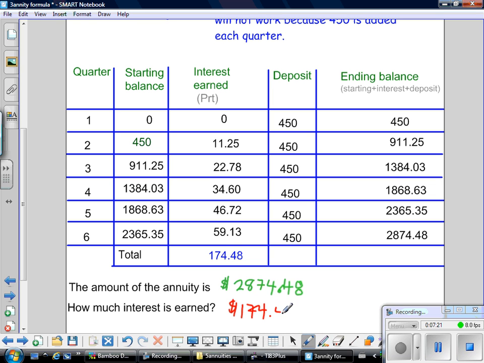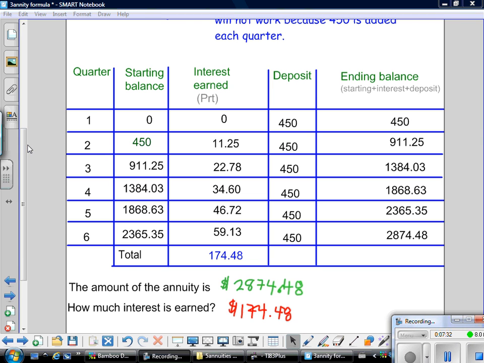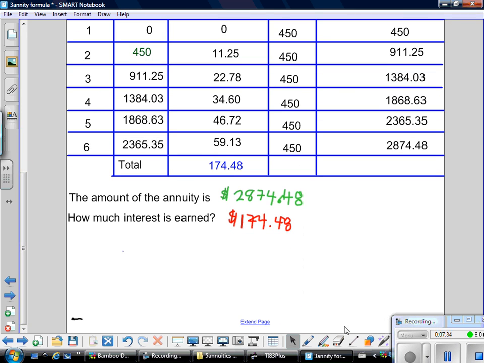$174.48. Now, if I didn't have this column here, but I only had the ending balances, we could actually figure out how much we actually made in interest as well. And the way we could do that has to do with this formula here. Remember, we have the amount is principal plus interest. So in this case, the interest is going to be the amount minus the principal.